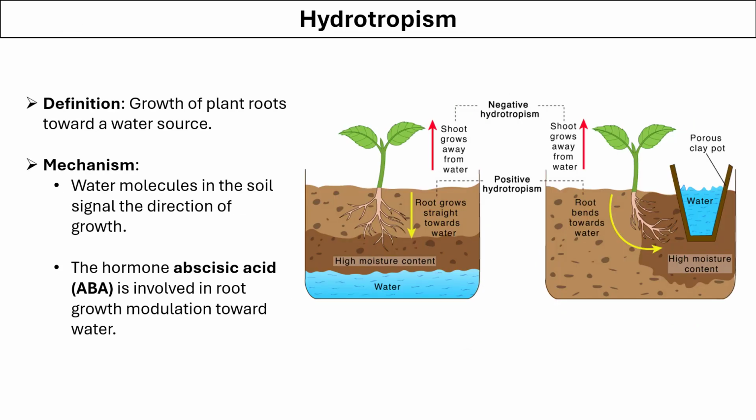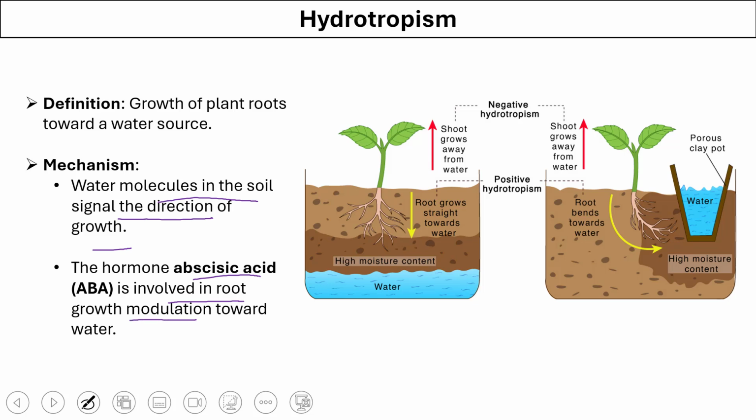Hydrotropism is the growth of a plant root toward a water source. The mechanism is that water molecules in the soil signal the direction of growth. There is an important hormone in plants called abscisic acid, which is involved in the growth of roots in the direction of the water source.